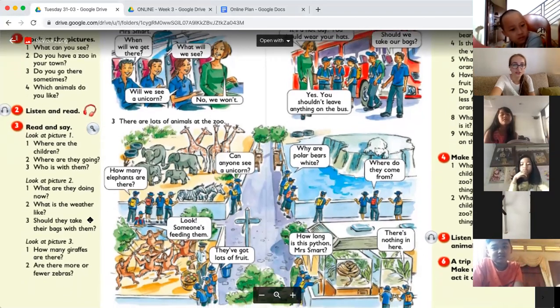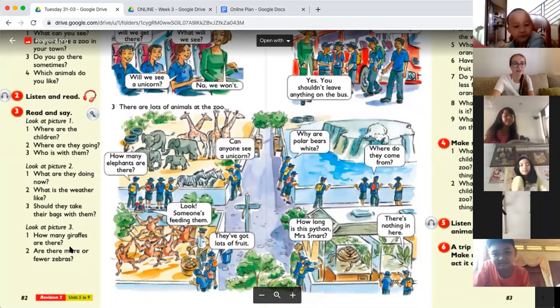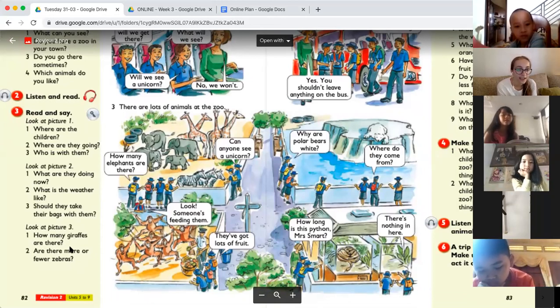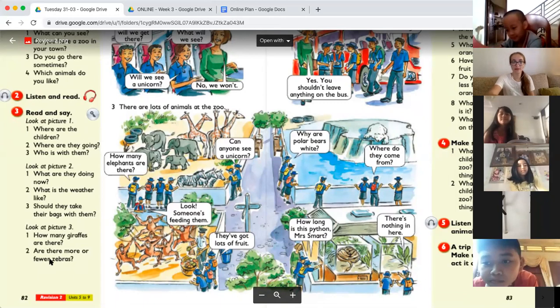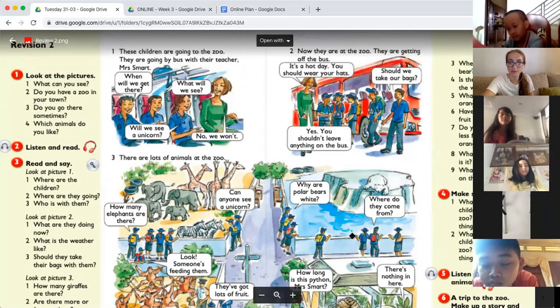Okay, third picture. How many giraffes are there? Five. Oh, you're so fast. I didn't even look at it yet. Okay, are there more or fewer zebras? Are there more than five or fewer than five? Fewer than five. You remember those words? You don't remember few, fewer, fewest, little, less, least? Yeah, see, we've all been studying it. So they're checking if you still remember it.